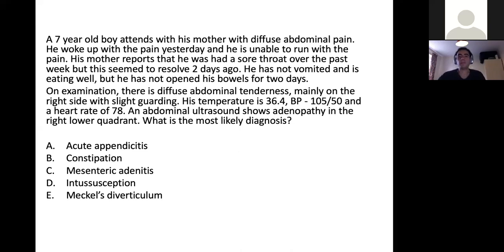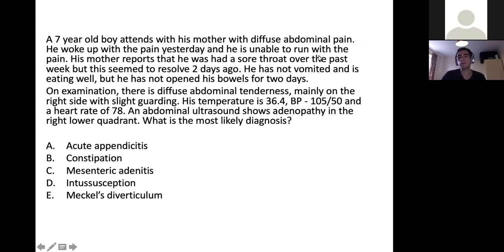Okay, so most people have said C, mesenteric adenitis, which I think is the correct answer. Let's go through the question. We have a 7-year-old boy, so a young patient. They've got pain that's diffuse, with an unspecific history of the location of the pain, but it seems quite significant. They're not able to run. So that's an indication that they're quite unwell.